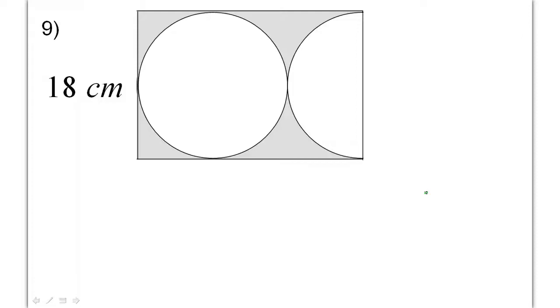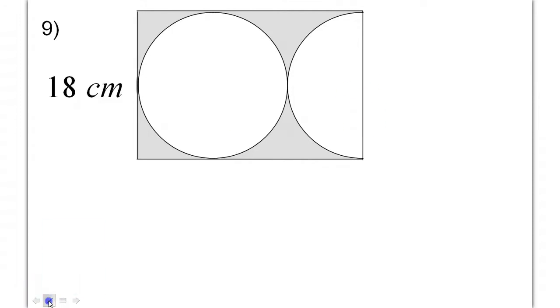Strategies. Can anybody just talk to me in general terms about how we would approach a problem like this? Victoria? It tells you the diameter of the circle by the height of it, because it's touching both sides, so you know the diameter is 18. So you know the radius is 9.